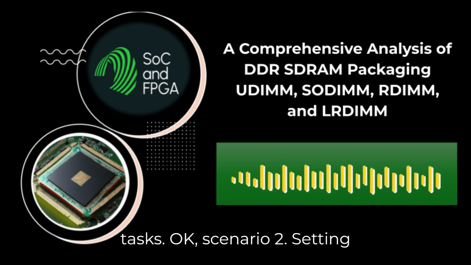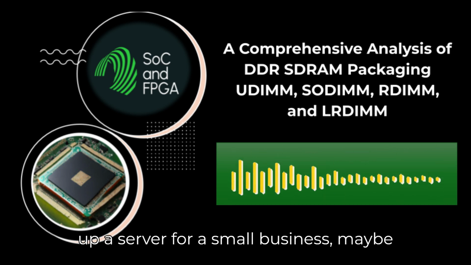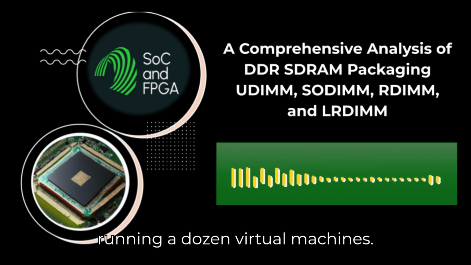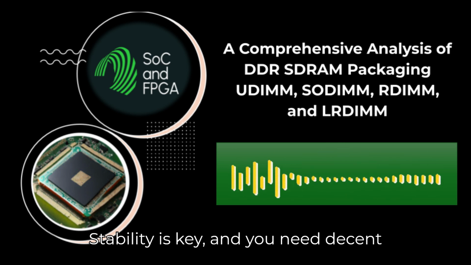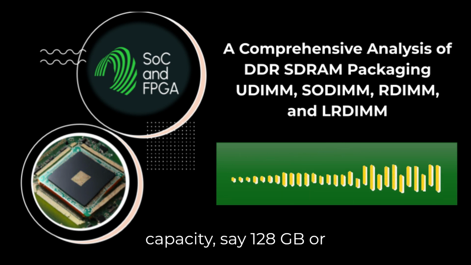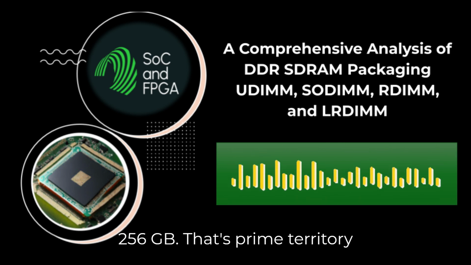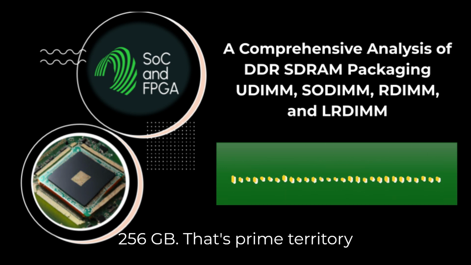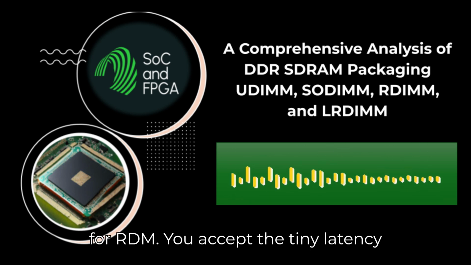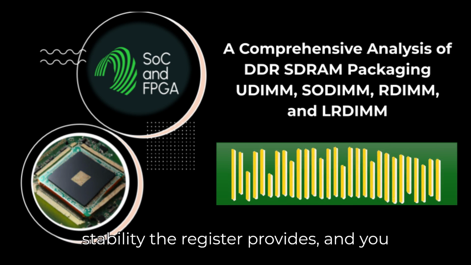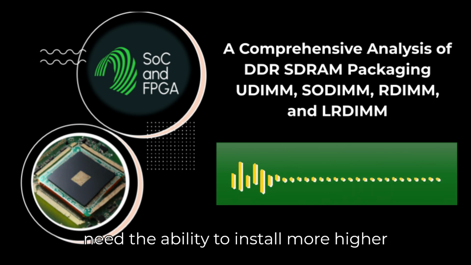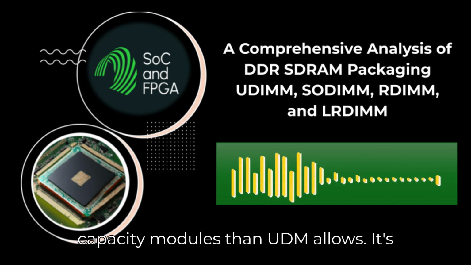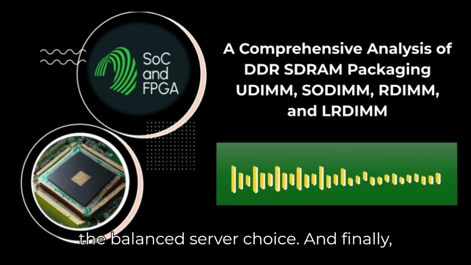Okay, scenario 2. Setting up a server for a small business, maybe running a dozen virtual machines. Stability is key, and you need decent capacity, say 128 GB or 256 GB. That's prime territory for RDIMM. You accept the tiny latency increase because you absolutely need the stability the register provides, and you need the ability to install more higher capacity modules than UDIMM allows. It's the balanced server choice.